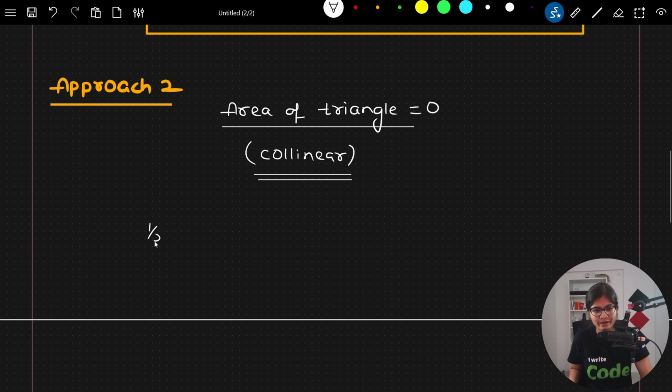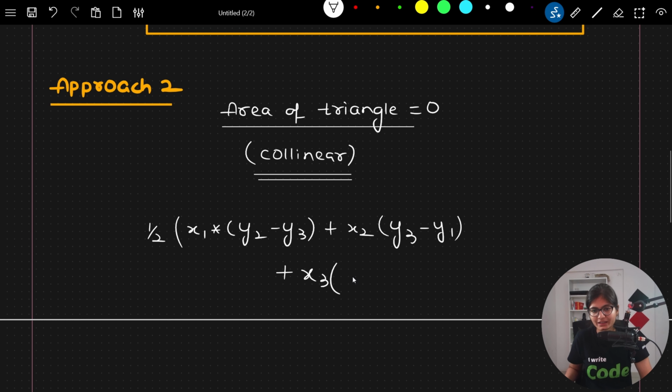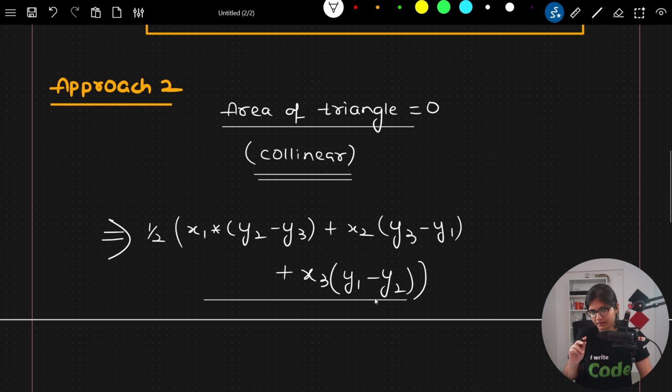It is equal to 1/2 times x1 multiplied by (y2 minus y3) plus x2 into (y3 minus y1) plus x3 into (y1 minus y2). And this is something we will be able to get by applying the formula of the area of a triangle. We can just apply the condition that if the area comes out to be 0, at that point of time I will print that it's a collinear point. Otherwise I can print that it is a non-collinear point.